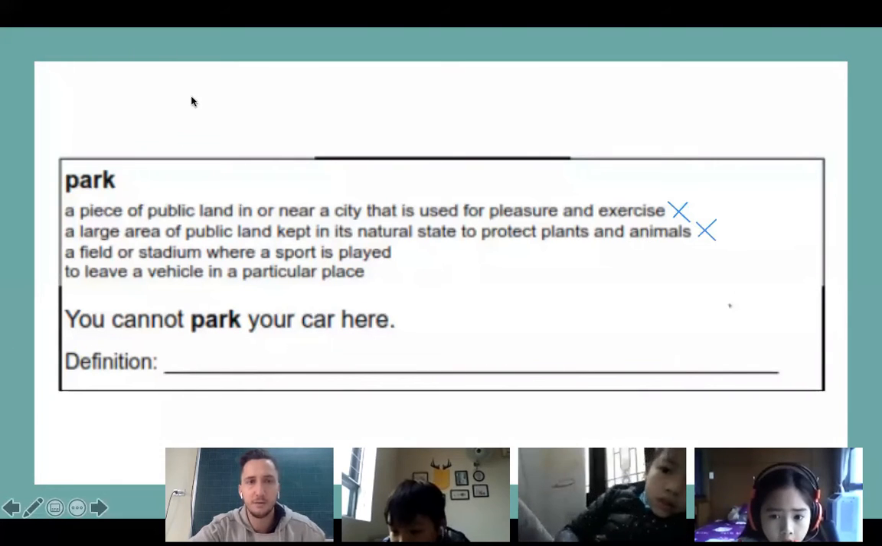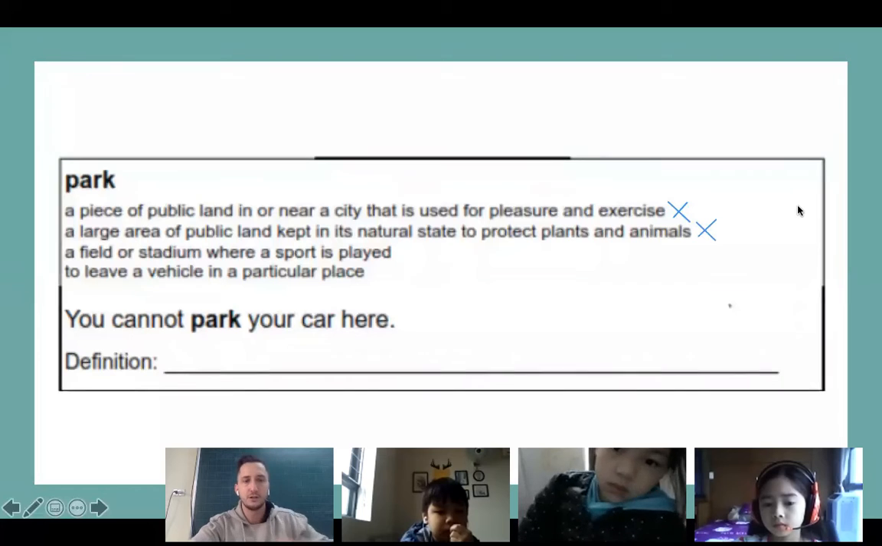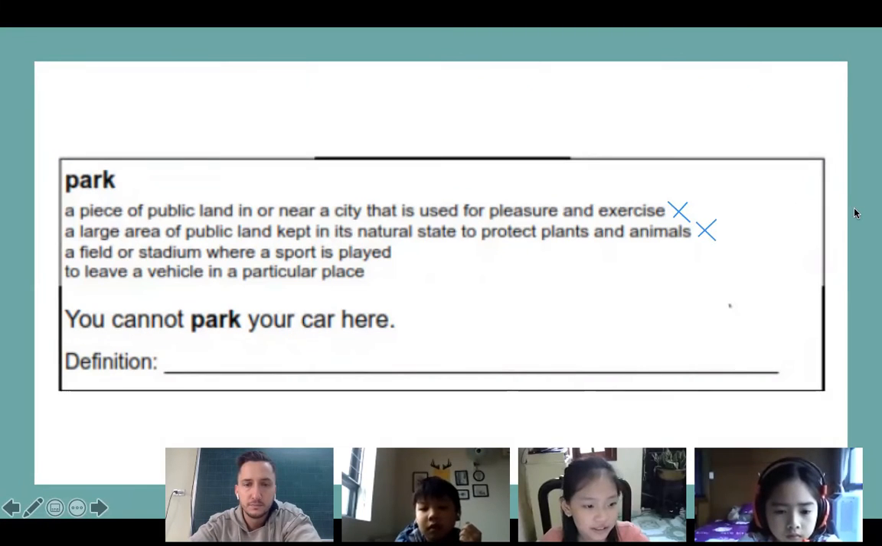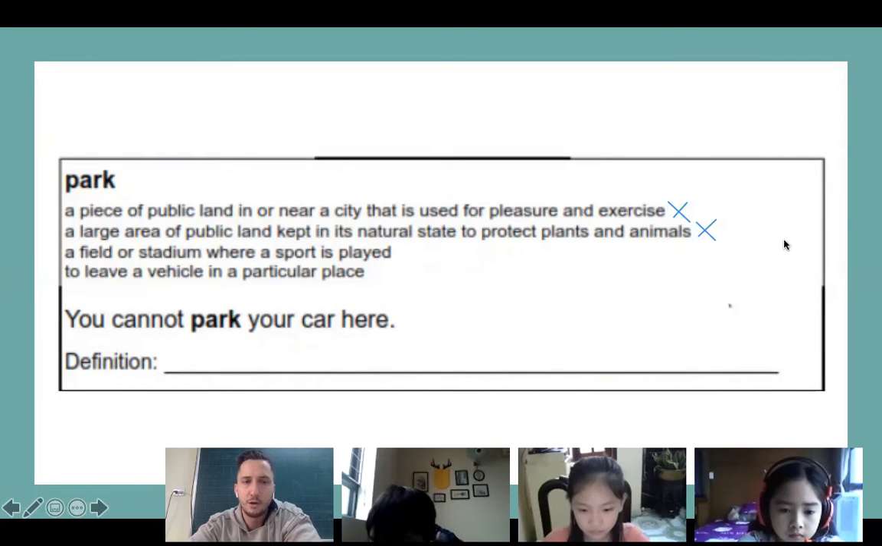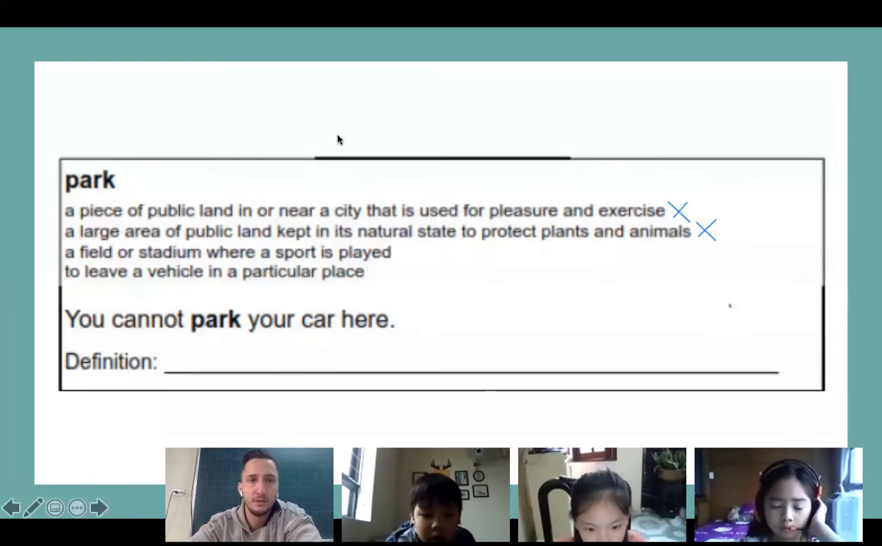All right, okay, we're going to move on to the next. Who would like to read the next definition? Let's go with Kimmy. A field or stadium where a sport is played. Okay, so a park, which is a field or stadium where a sport is played. Is that or is that not the correct definition for "you cannot park your car here"? Raise your hand. Let's go with, No. Okay, you would be correct. That is not the correct one.